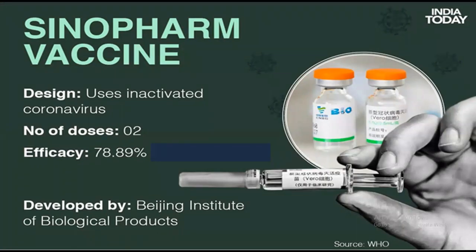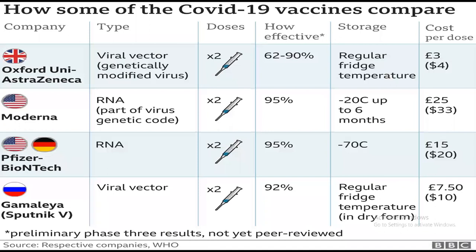Now these are the other vaccines that are used in the European countries and in the United States. So just look here. The Oxford/AstraZeneca is a viral vector vaccine. The number of doses is 2, and the efficiency is 62 to 90%. It is more efficient than the Sinovac and Sinopharm, storage is at regular fridge temperature, and the cost is $4 or £3.